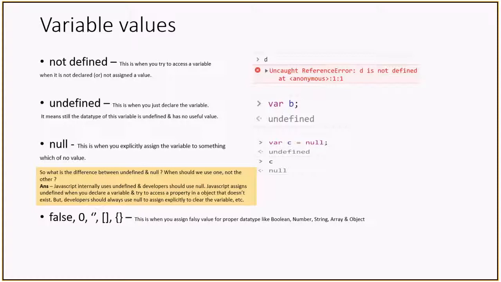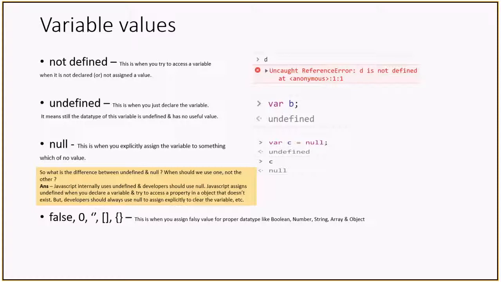The next one is undefined. Undefined is the state when you just declare a variable, like b, and it's not assigned anything. You didn't define what this variable is, either a string or something. We don't know anything about it. That state is called undefined. So I would say this is the state of a variable when it's just declared.